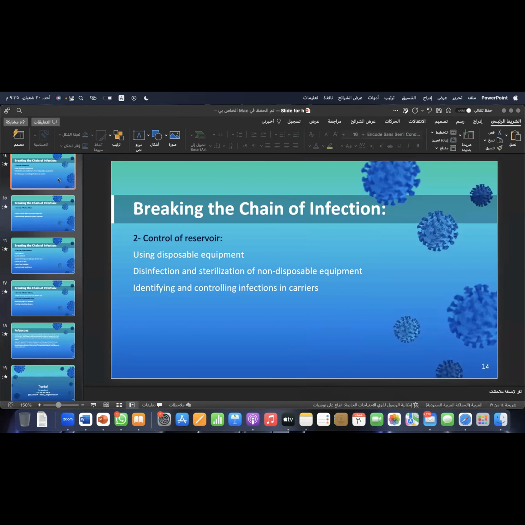And now we will continue with what we talked about, healthcare and societal infections, after we understand a little bit about the spread of infections and how an infection can be spread. So let's continue.